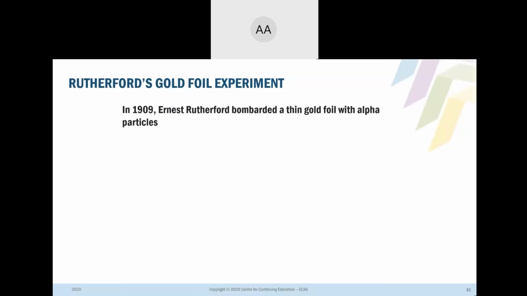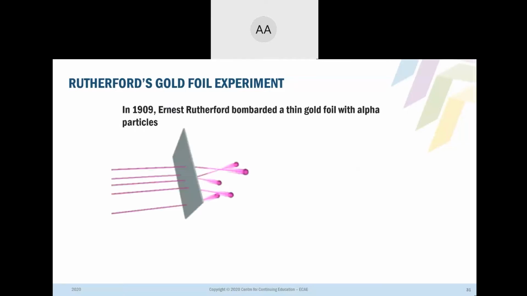The experiment that they did was very simple, and I'm sure you all know about it. They basically bombarded very thin sheets of gold foil with fast-moving alpha particles. Alpha particles, as we all know, are a type of naturally radioactive particle, and they're positively charged with a mass about 4 times that of a hydrogen atom.